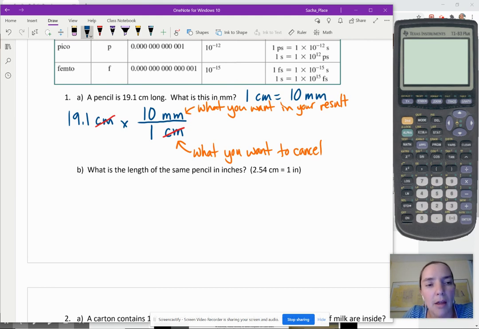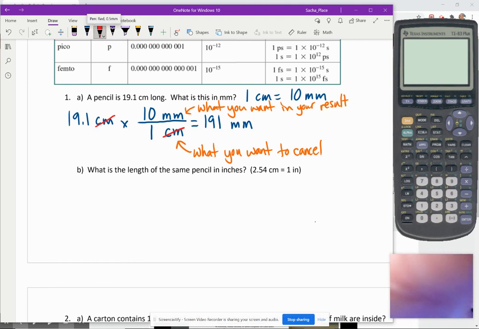So to do this math, it's going to be 19.1 times 10. It's also divided by 1 on the bottom there, but that's not going to change the value of my answer. So 19.1 times 10 is 191. And because the millimeters didn't get crossed out, I write that as my unit. So it's 191 millimeters long.